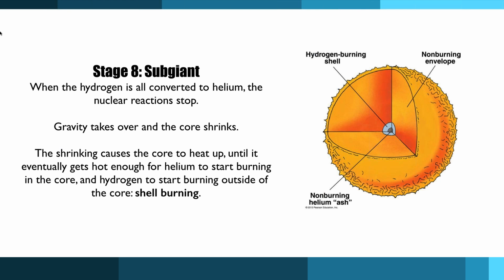So we have 3 layers to our star now. We have a collapsing, non-burning helium ash of a core. We have a hydrogen-burning shell, which is immediately outside of that, and then a non-burning envelope of gas that's surrounding them both.